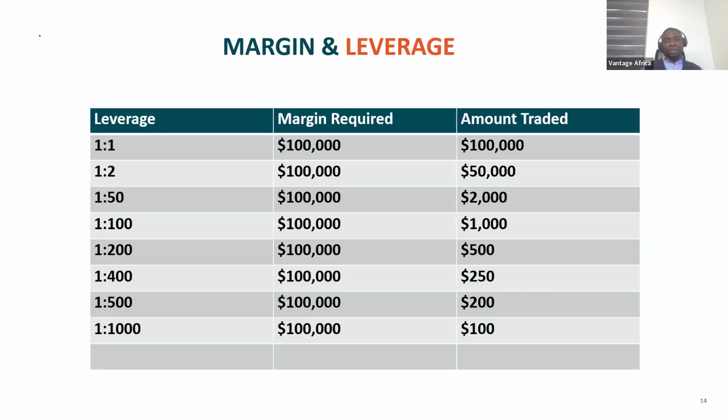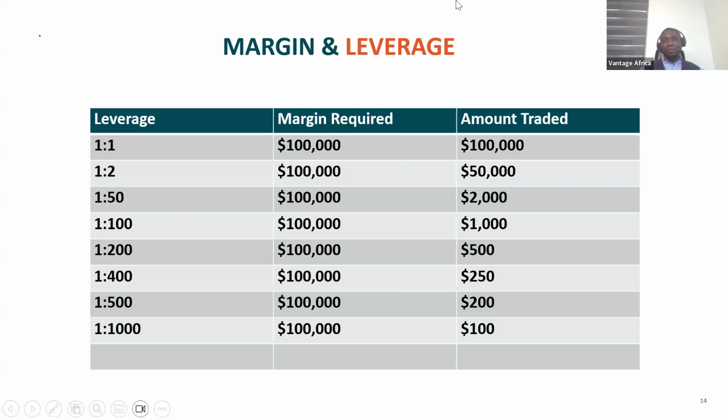Okay, so now look at this. You have 1 to 1, which means you're not using any leverage. For you to be able to command $100,000 in capital, you need to have $100,000 of your own. For you to trade as though you have 100,000, you need to have 100,000. Then look at this, 1 to 1,000. For you to trade 100,000 volume, all you need is $100.